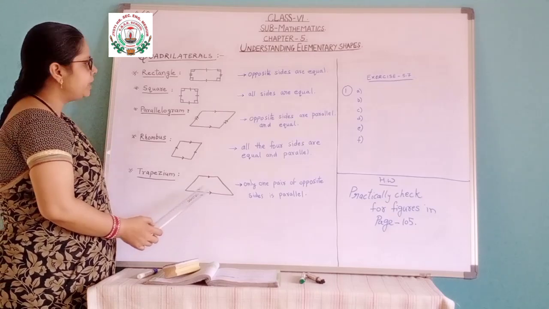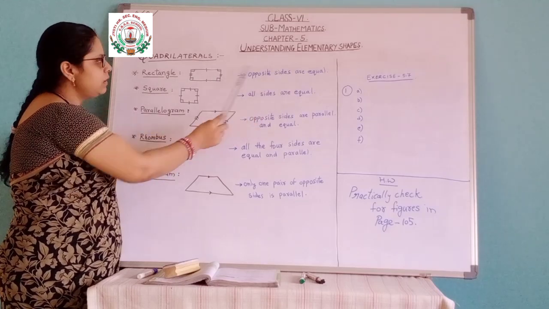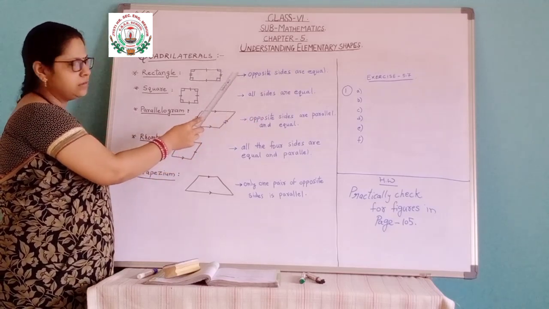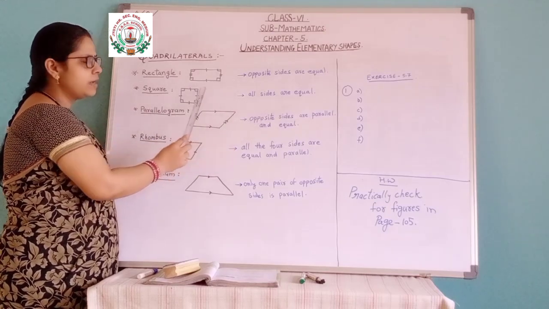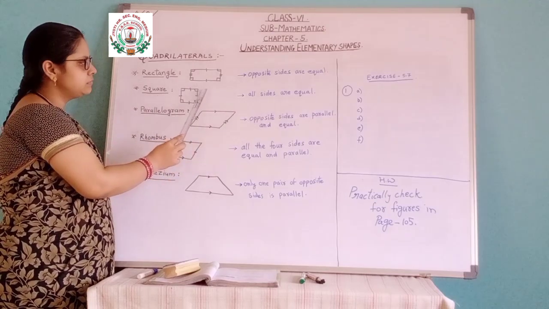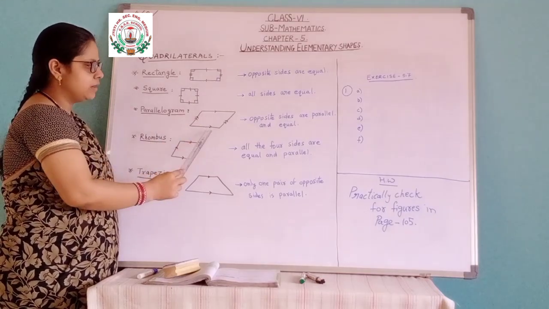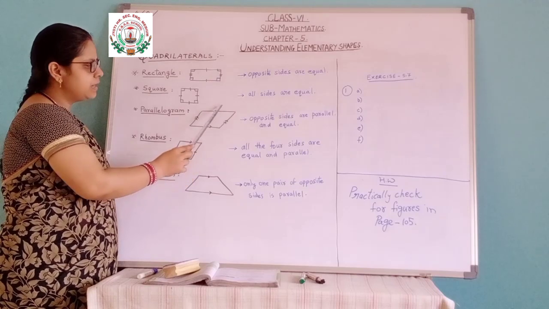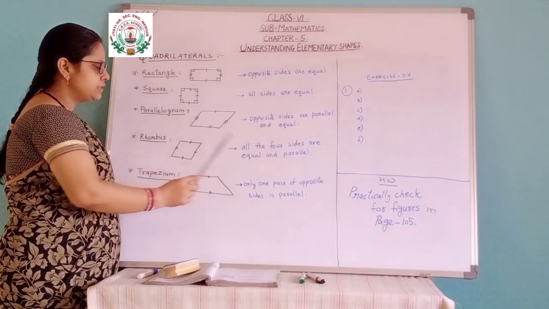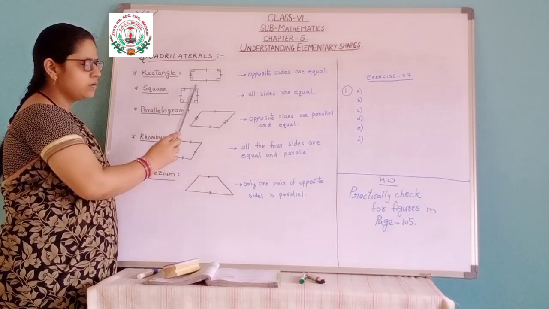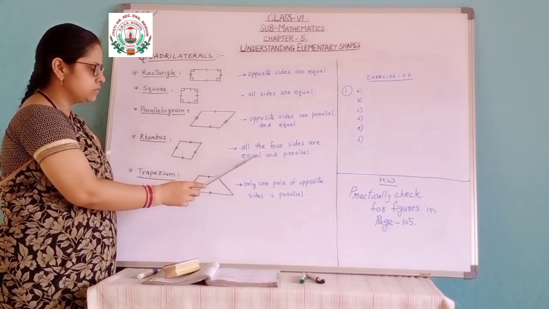Once again I am repeating. First is rectangle, having opposite sides equal and the corner angle must be 90 degrees. That is the rectangle. Square, all the sides are equal, corner angle must be 90 degrees. That is very necessary. Then parallelogram, opposite sides are parallel and also equal. Parallel is shown by the arrow marking. Rhombus, all the four sides are equal like a square. Corner angle 90 degrees is not necessary and the opposite sides are parallel also.